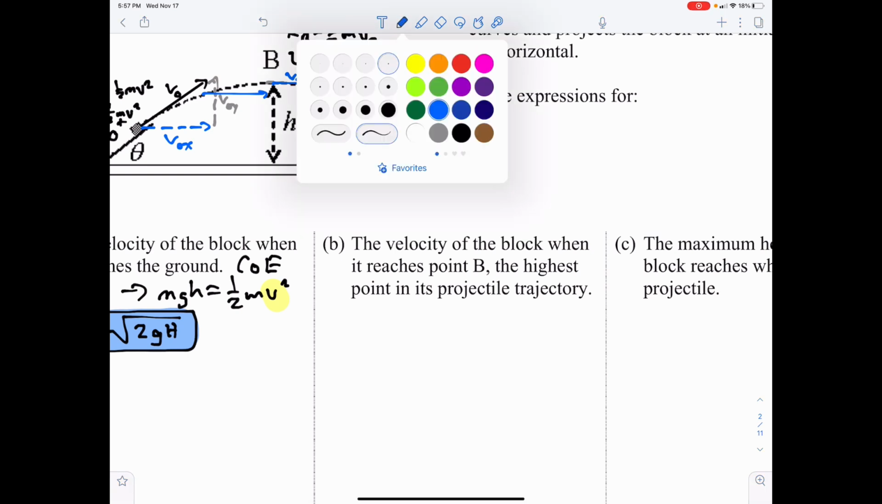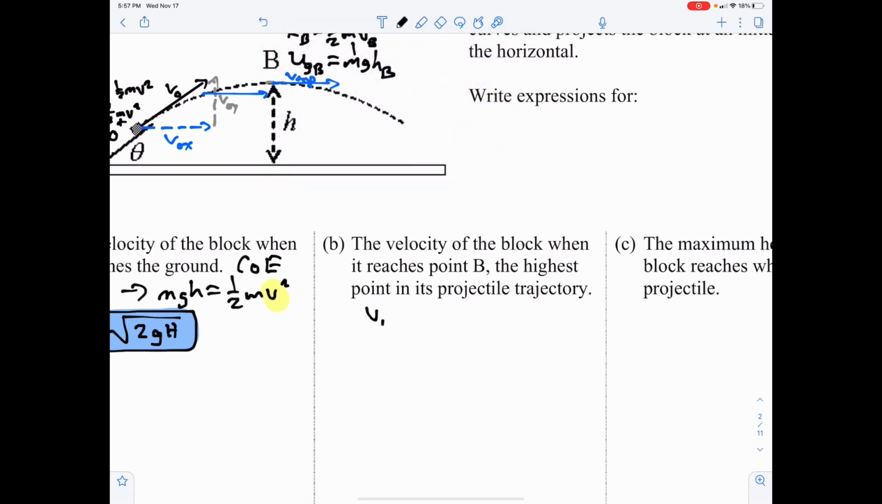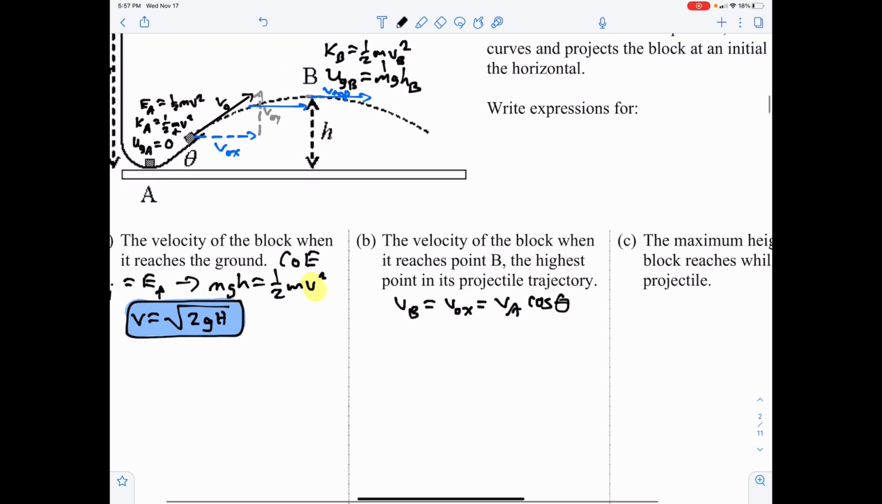And we'll go ahead and write that. So V at point B is the same as V naught X, which is the same as V sub A times the cosine of the angle. Now you already have a value for V sub A. V sub A is the square root of 2gh. So all I'm going to do is substitute that square root of 2gh for V sub A, and it's the square root of 2 times g times h times the cosine of the angle.